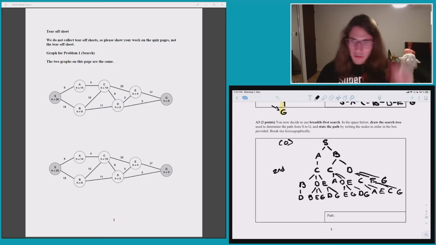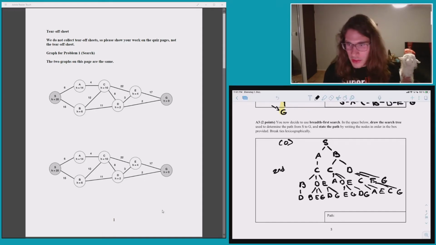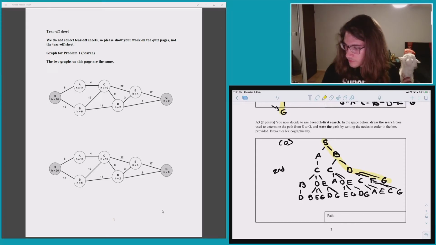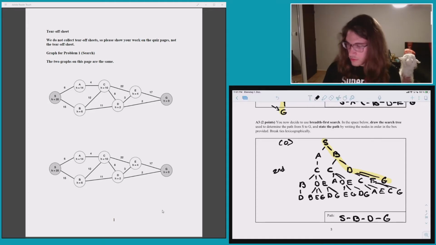And now I go to finally expand G, and I realize, oh wait, G is in fact the goal node, which means my search terminates there. So my path is, whoops, S, B, D, G.